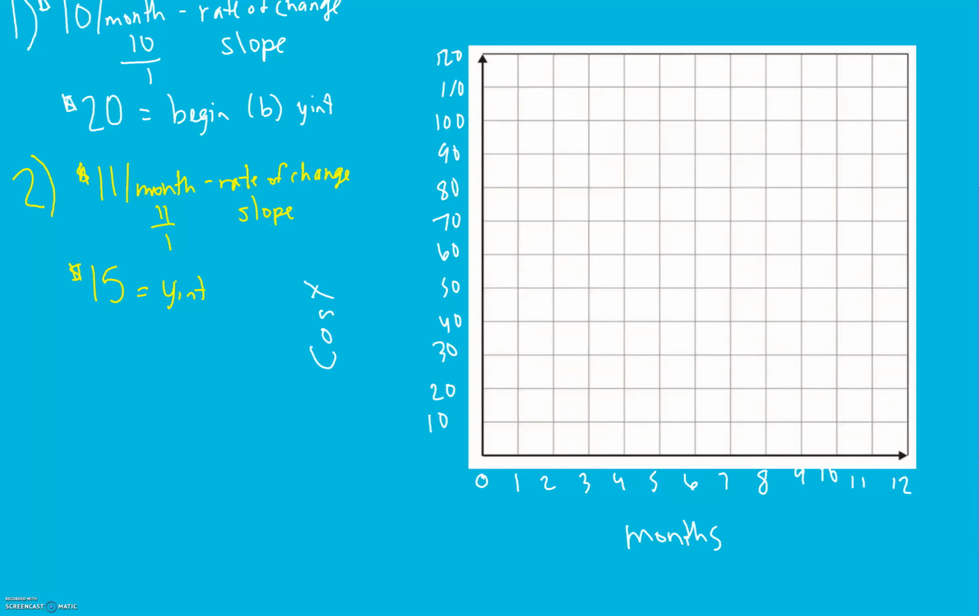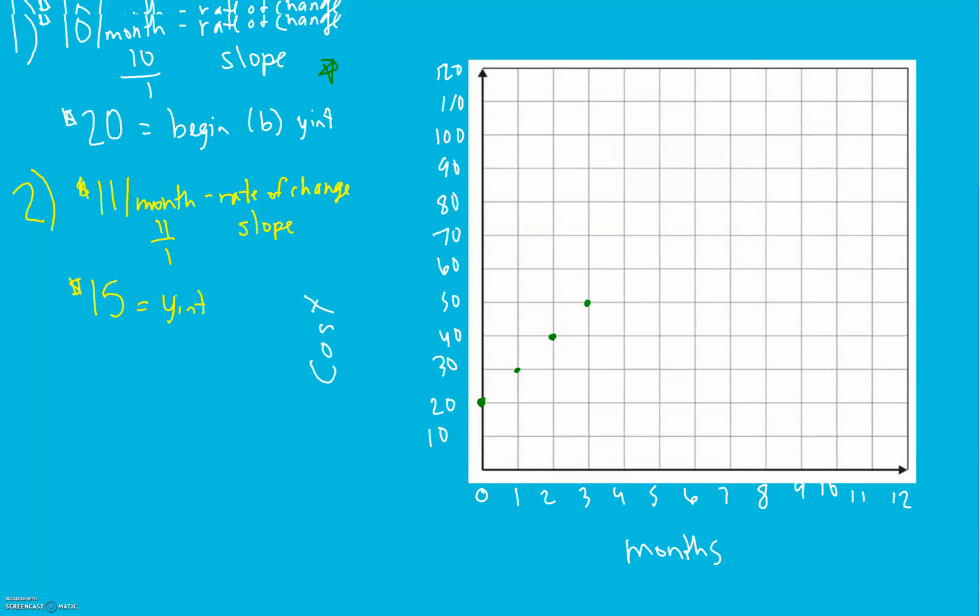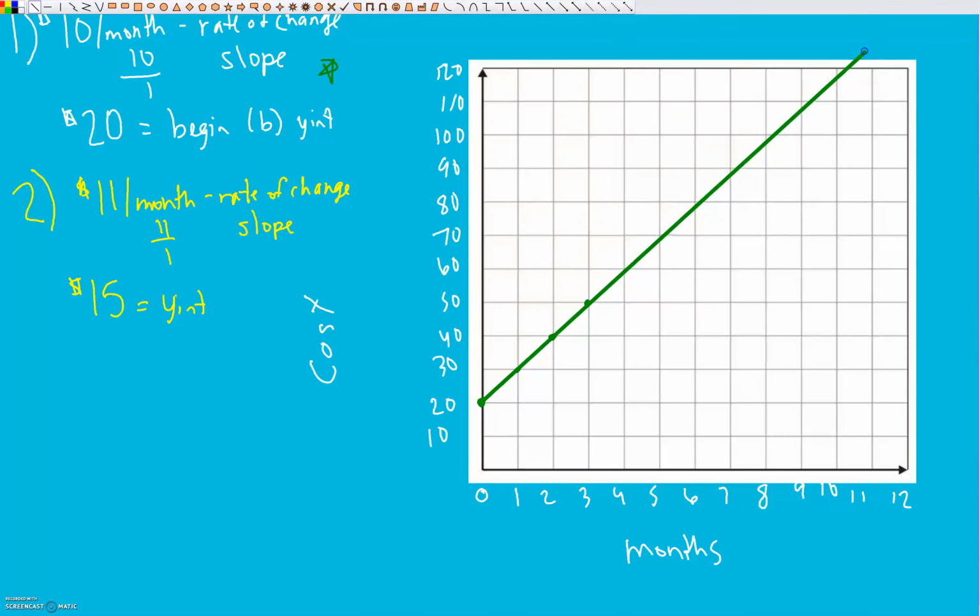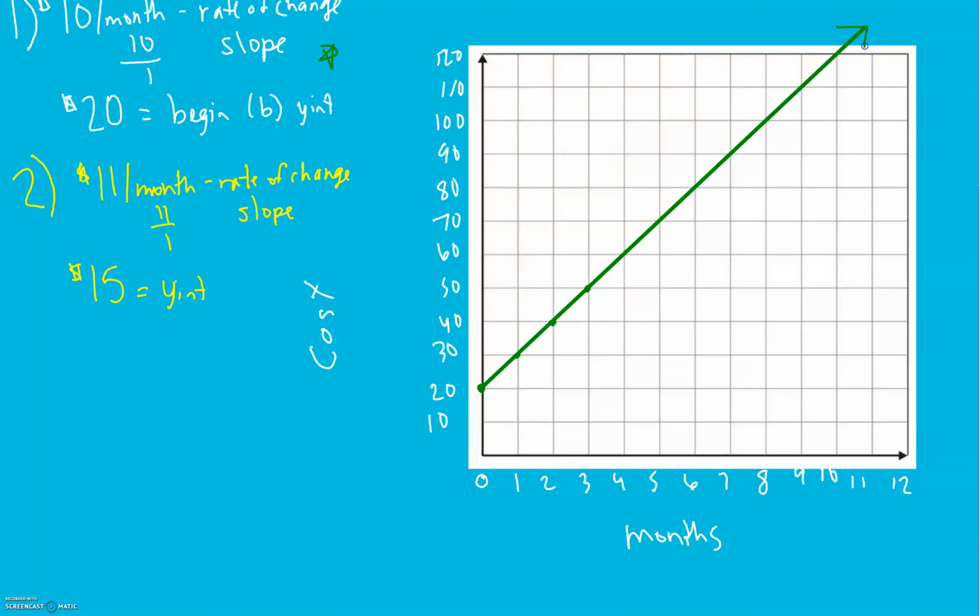Okay, for my first one, I'm going to have to use a different color here so it shows up. I start at 20, and I increase 10 per month, so up 10 over 1. From 30, up 10 is 40 over 1. Up 10 to 50 over 1. So I can draw in my line here. And I can put an arrow on the end of that.